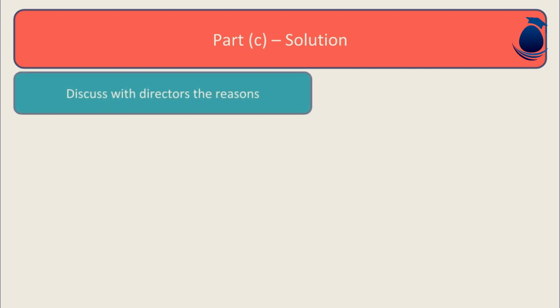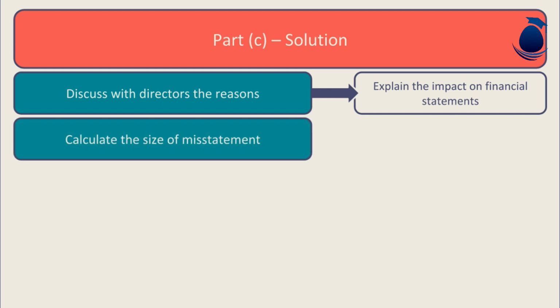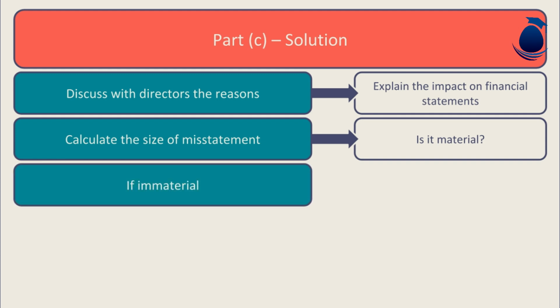The auditors should discuss with the directors the reasons why they do not wish to amend the financial statements. They should explain to them the impact this would have on the financial statements. They should also calculate the size of the misstatement and decide whether it is material or not, comparing it to materiality guidelines. If the misstatement is deemed immaterial, in isolation it would mean that they can issue an unmodified audit report, stating that the financial statements are true and fair.